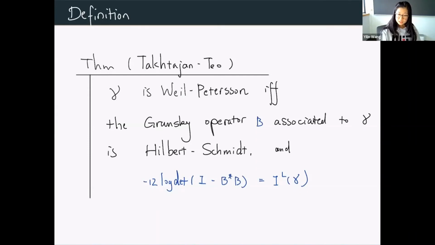This result is due to Teichmueller and Till, and you should also mention that Shen has a similar result: gamma is Weil-Petersson if and only if the Grunsky operator, some operator associated to the curve gamma, is Hilbert-Schmidt. And moreover, this Loewner energy can in fact be expressed in terms of the determinant of identity minus B star B. This is a self-adjoint operator. You can take some determinant of that and take a log of it. You get the Loewner energy. And that gives you the definition of the Grunsky operator, based on a classical object in geometric function theory.